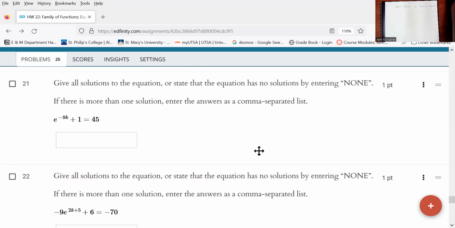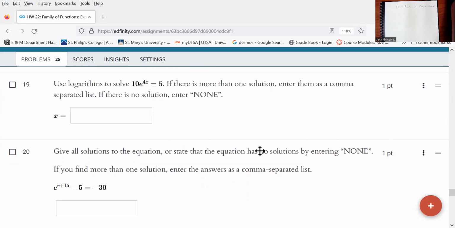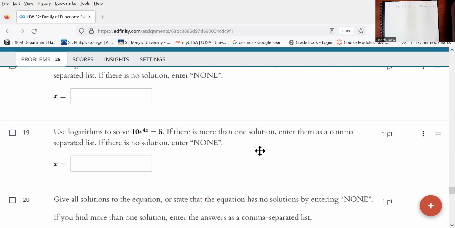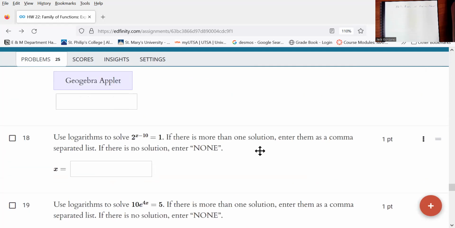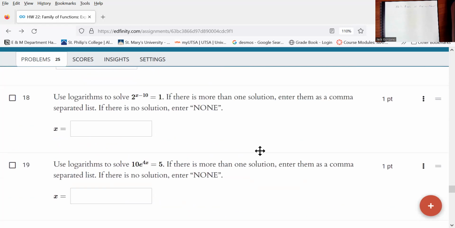There's some exponential equation at the end. Maybe we should look at those. Do a couple of these on paper.